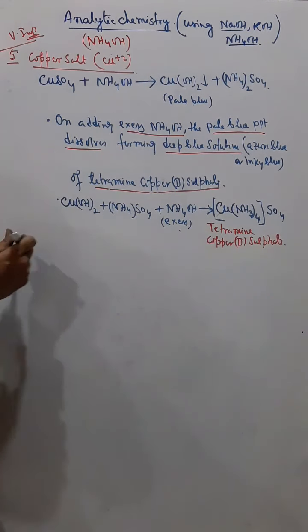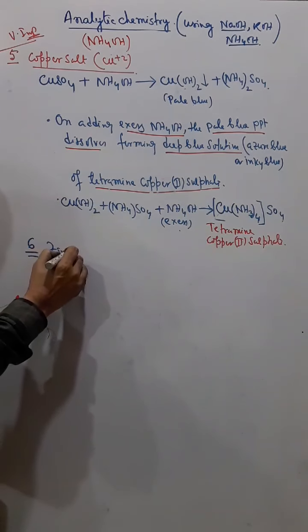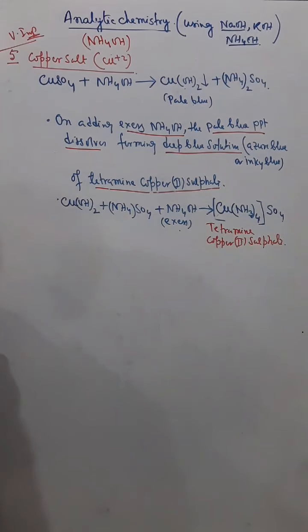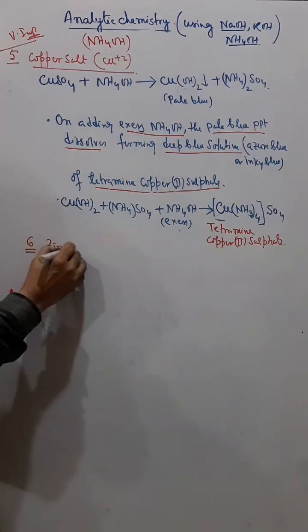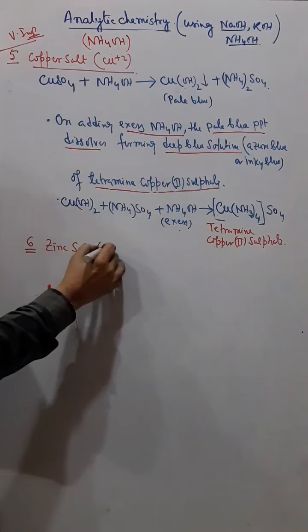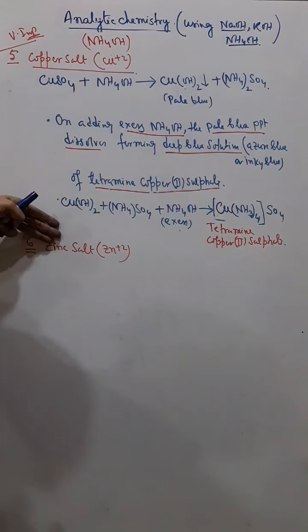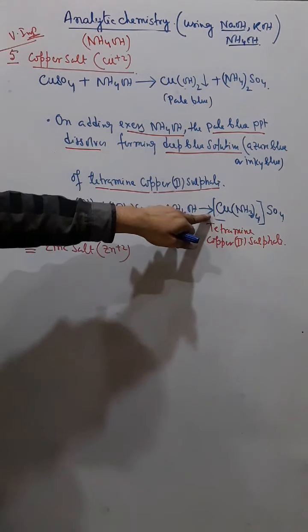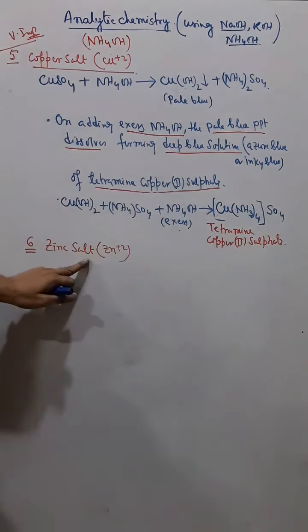And next, the last reaction is with zinc salt. Okay, in zinc salt also the reaction is same. The difference is that you will get zinc hydroxide and you will get tetramine zinc 2 sulfate, and you will get a colorless solution. Here you are getting deep blue solution. In case of zinc, first you will get a white PPT and then you will get a colorless solution.